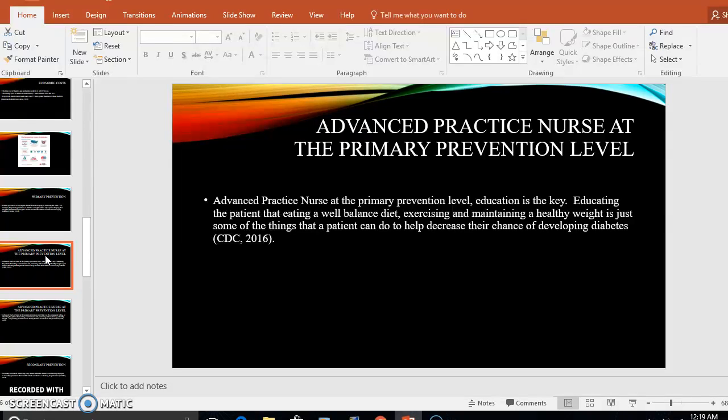Advanced practice nurse at the primary prevention level. The role of the advanced practice nurse at the primary prevention level is education. Education is the key. Educating the patient that eating a well-balanced diet, exercise, and maintaining a healthy weight are just some of the things a patient can do to help decrease their chances of developing diabetes.